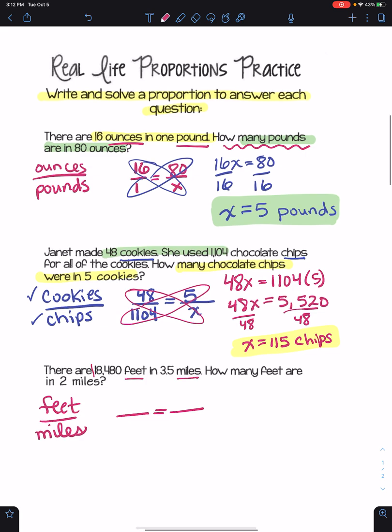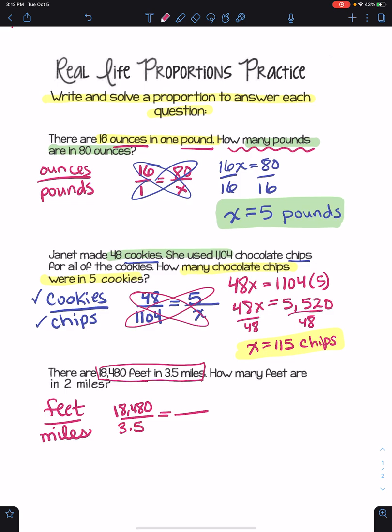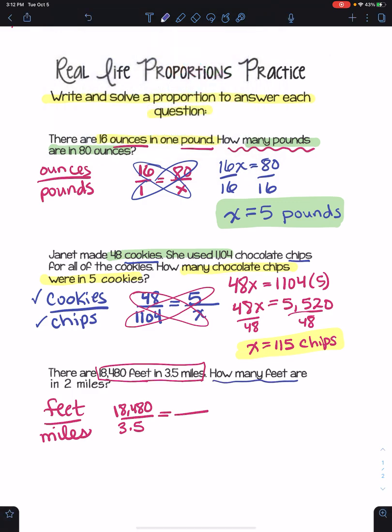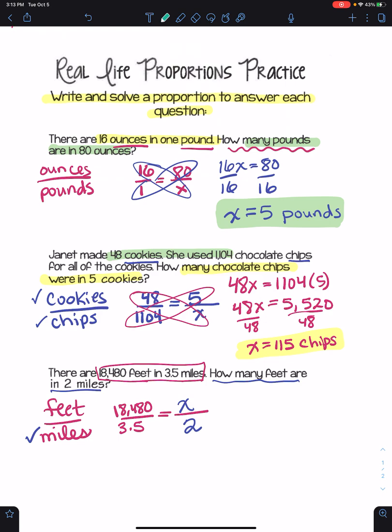In this first situation, it says that there are 18,000, oops, I put it in the wrong spot. It actually doesn't matter, but let's keep doing it the same way so we can get used to it. 18,480 feet in 3.5 miles. The second part of the question says, how many feet are in 2 miles? So the 2 is the miles. We said miles are going in the denominator. We don't know how many feet. So I'll put the x for the unknown in the numerator where I have decided to put my feet.